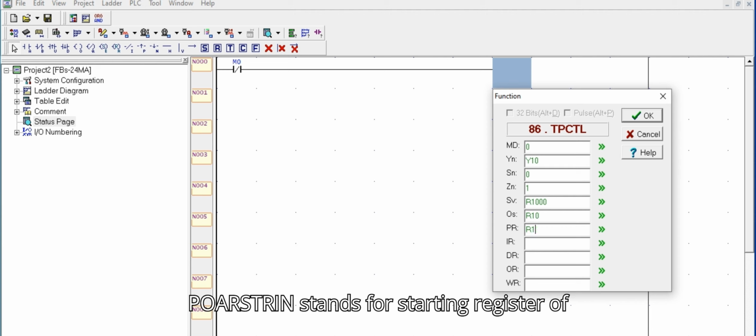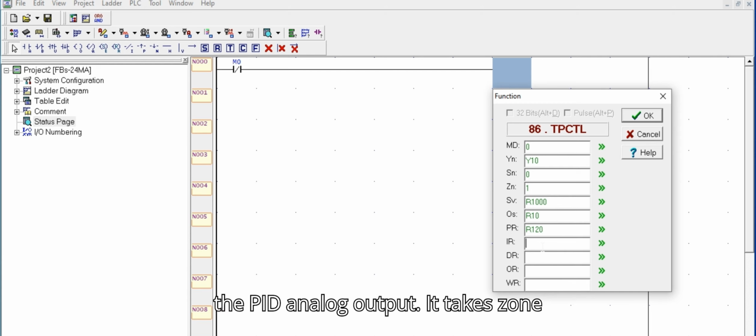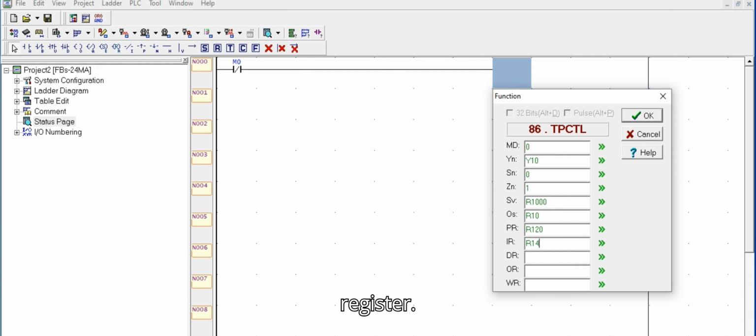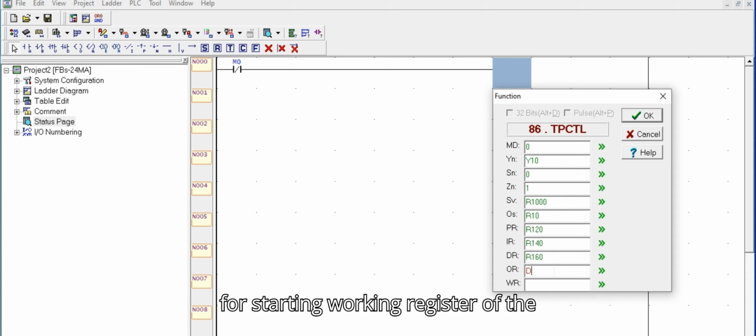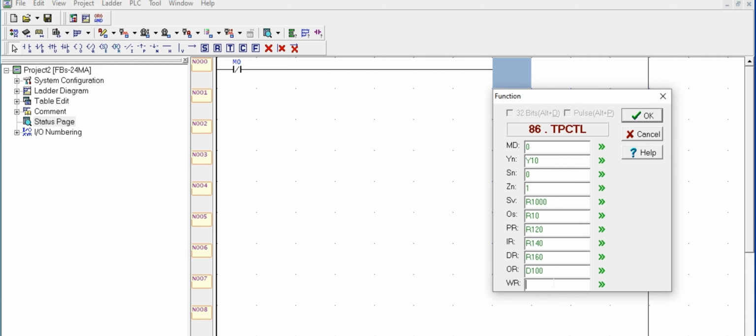OR stands for starting register of the PID analog output. It takes zone register. Last option WR. WR stands for starting working register of the instruction. It takes 9 register and can't be repeated anyway.